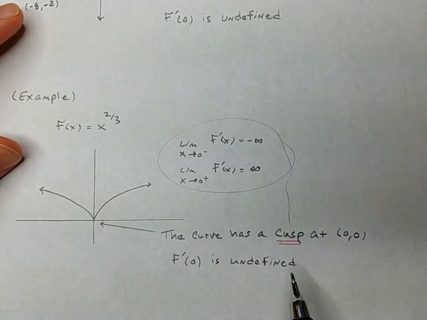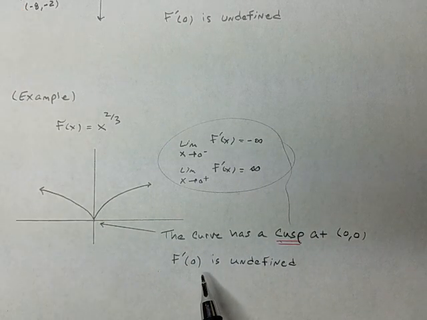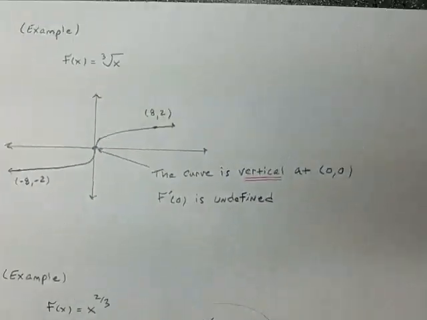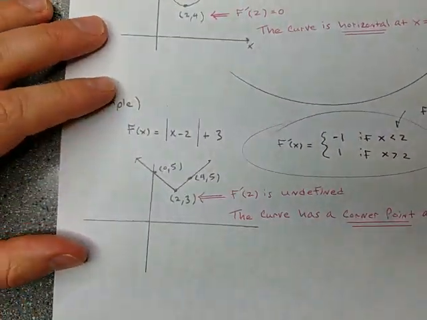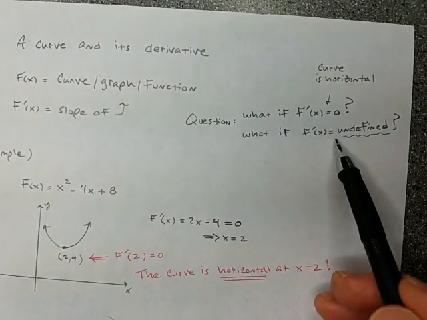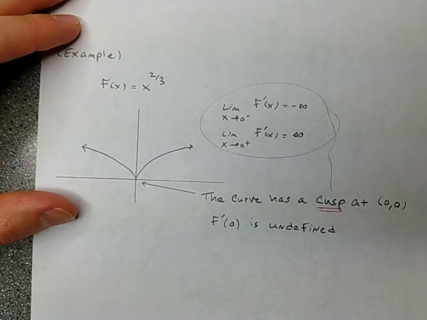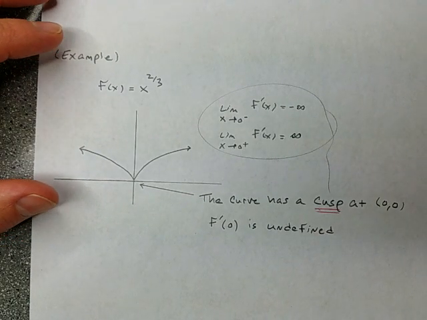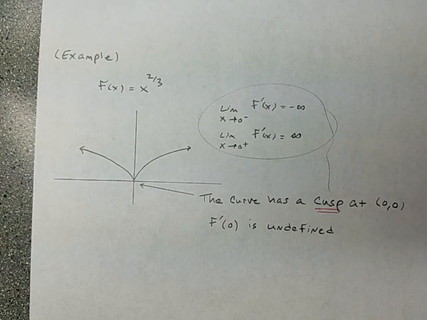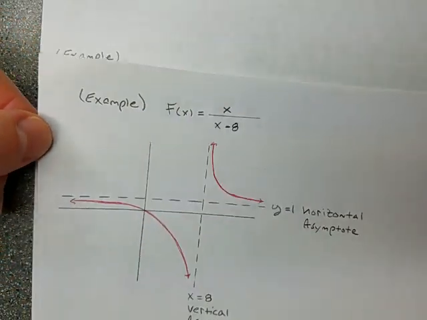So far, if a derivative was undefined somewhere, it could mean that there's a cusp, it could mean that the curve is vertical, it could mean that there's a corner point. Remember, that's the one that has a complicated answer. All right, so we got, I think, 3 out of 4. One more, only one more, and that's this one.